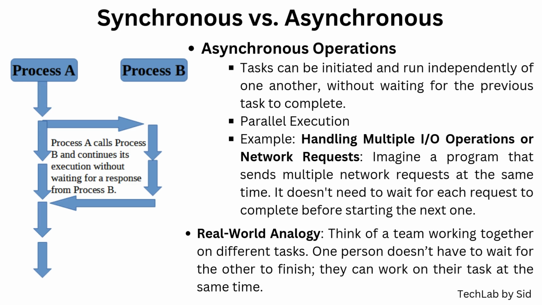Asynchronous operations allow tasks to be initiated and run independently, enabling parallel execution without waiting for the previous task to finish. For example, in a program handling multiple network requests, each request can be sent simultaneously without waiting for the previous one to complete. This approach maximizes efficiency by allowing multiple tasks to progress concurrently.